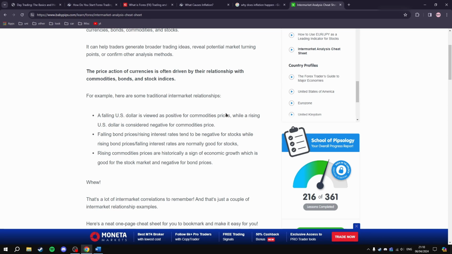Falling bond prices / rising interest rates tend to be negative for stocks, whilst rising bonds / falling interest rates are normally good for stocks. Rising commodity prices are historically a sign of economic growth, which is good for the stock market and negative for the bond prices.